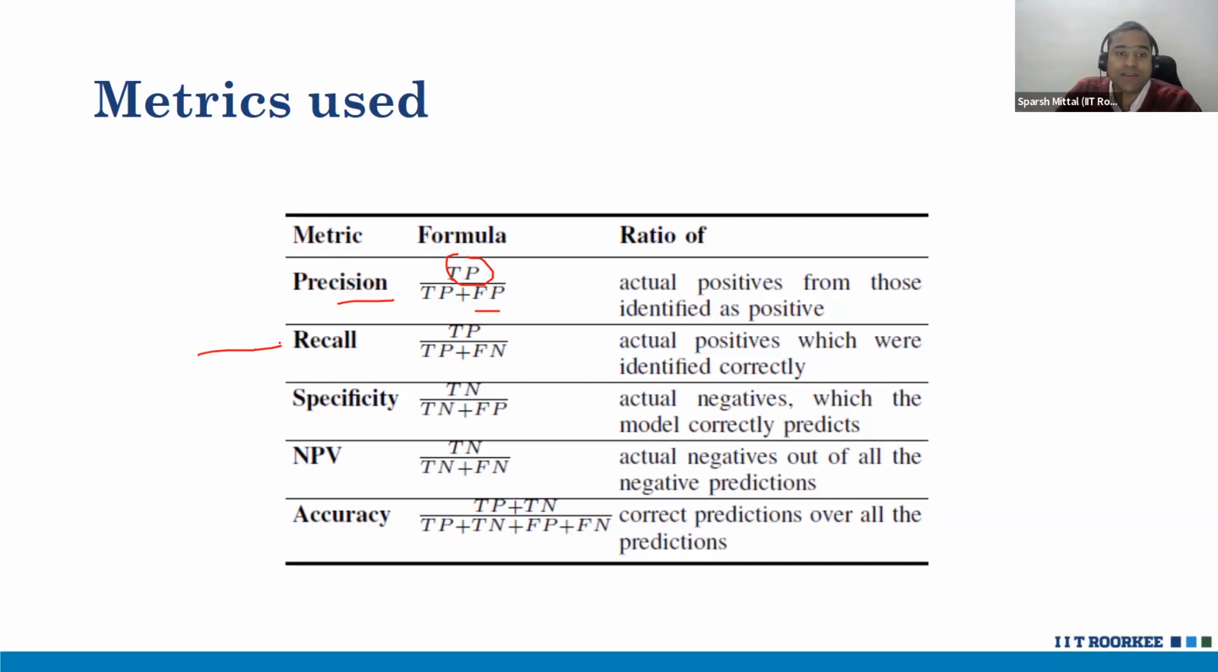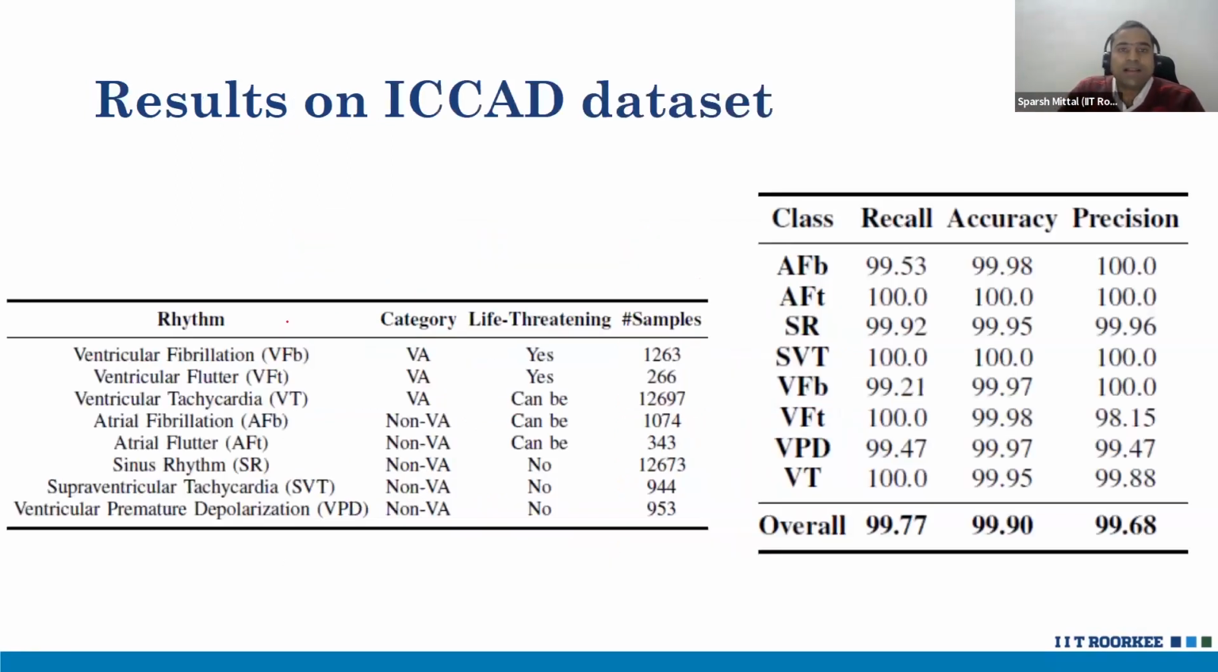For example, recall is a very important metric here, because if recall is poor, it means I say that your class is VFB, but your actual class is probably SVT, which is really bad, because you may have life-threatening symptoms, but I say don't worry. That means recall is a very important metric. And here are our first results from the ICCAT dataset for these 8 classes. This is the class-wise accuracy, that means how good we are at detecting the signal of a certain class.